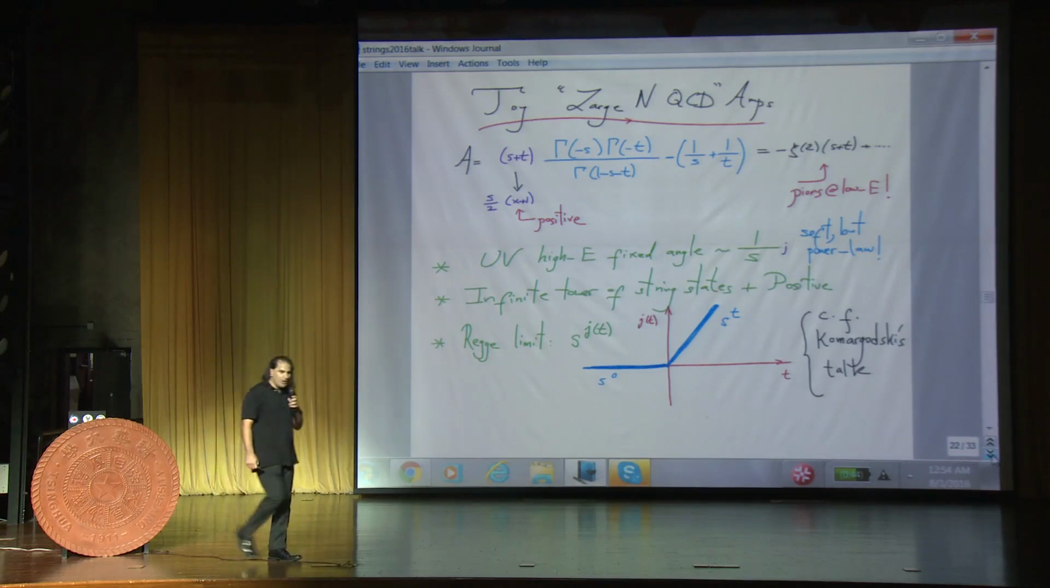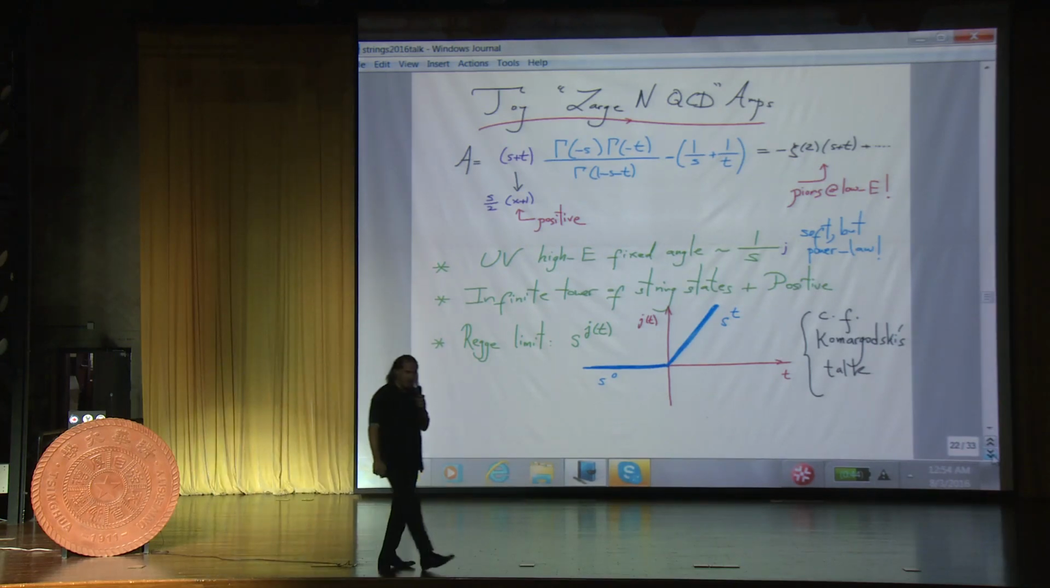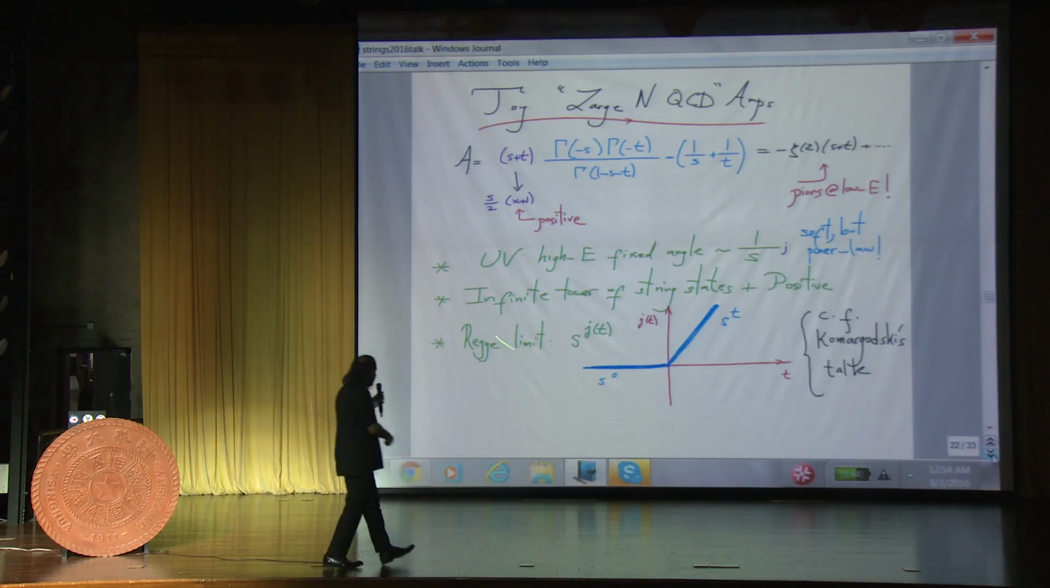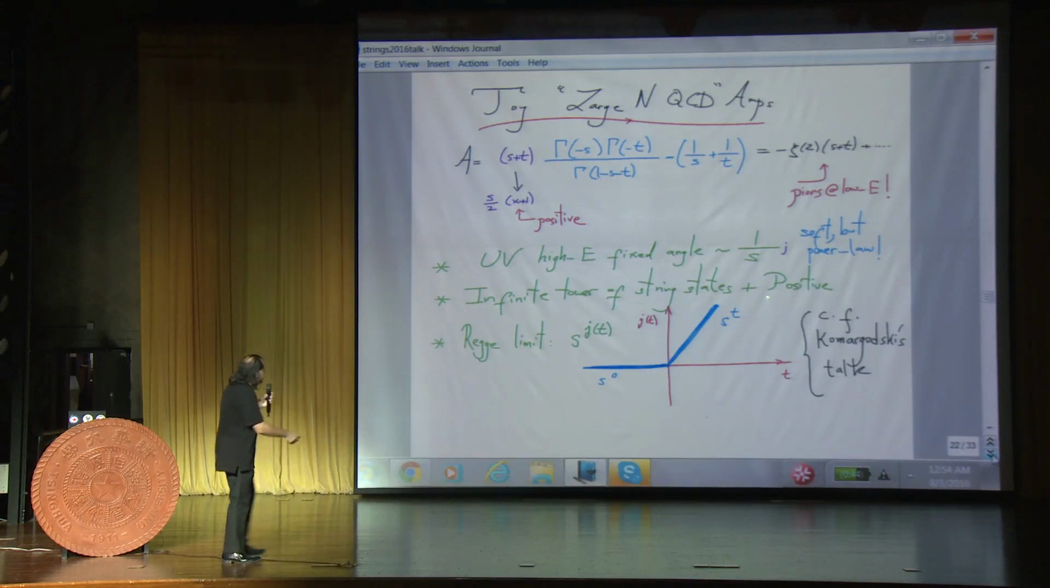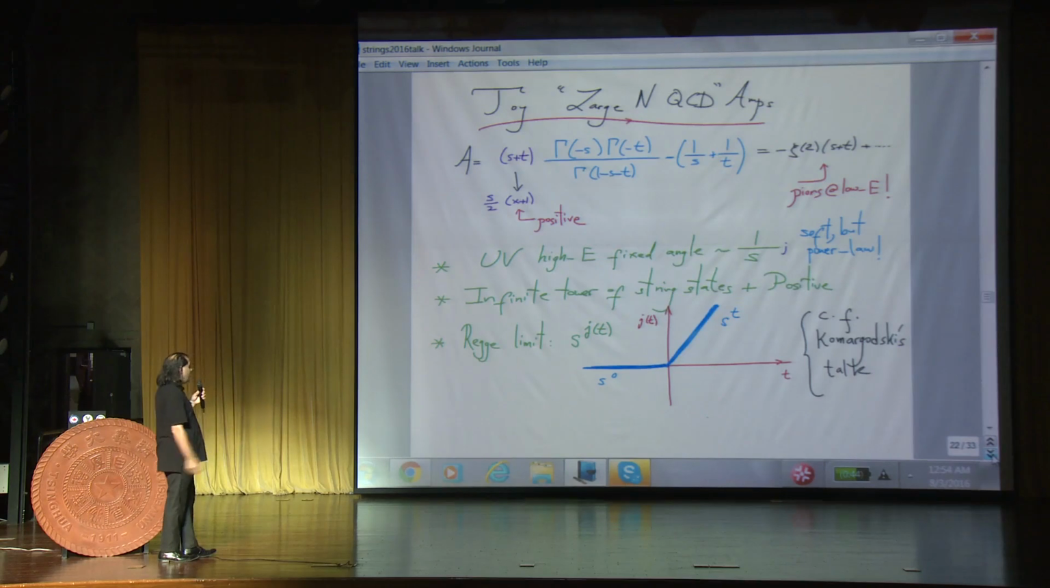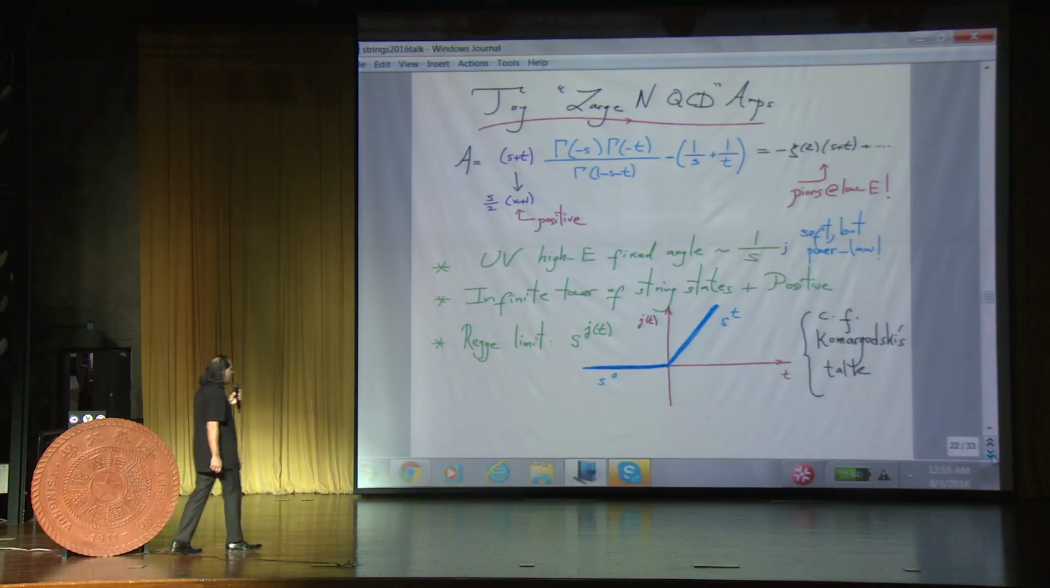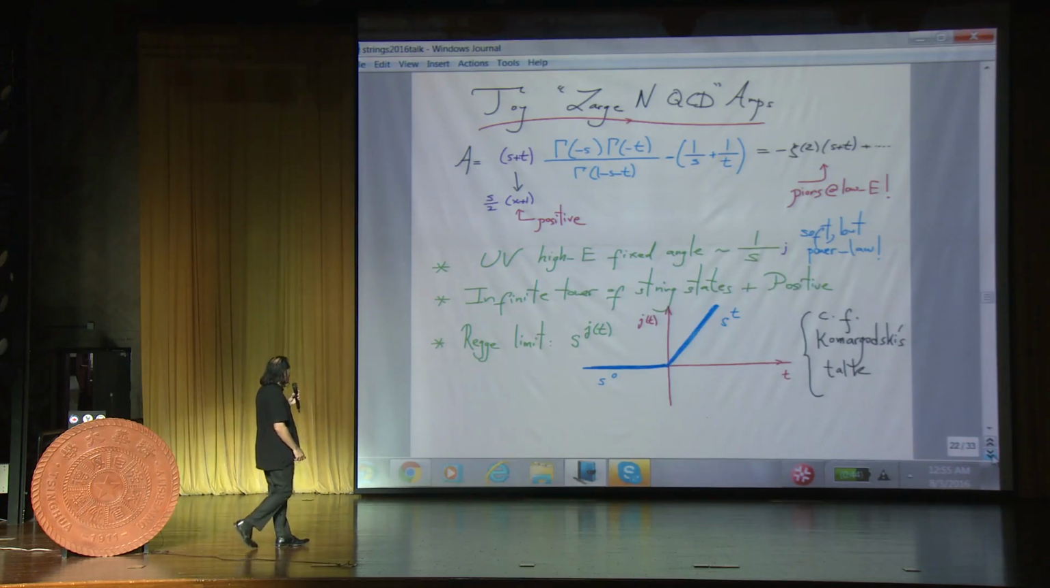It's soft, but it's power law. It's not exponentially soft. It's an example where there's an infinite tower of string states. It's positive, but it's not exponentially soft. It's hard at high energies. You'll hear something about general properties of amplitudes like this from Zohar's talk in a couple of days.